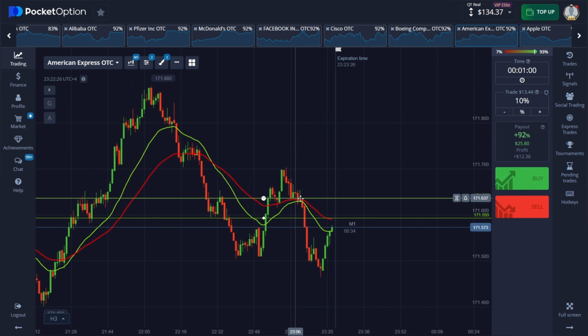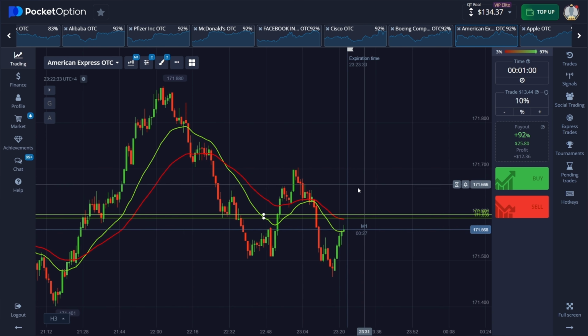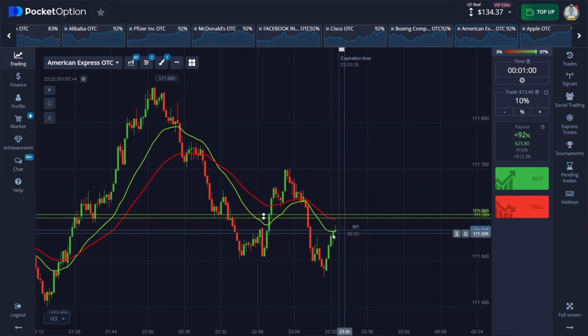It looks like there's a good opportunity on American Express. But the resistance level was far. And the candle had already turned red.